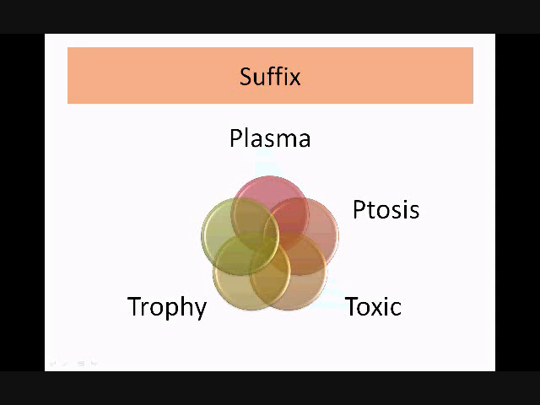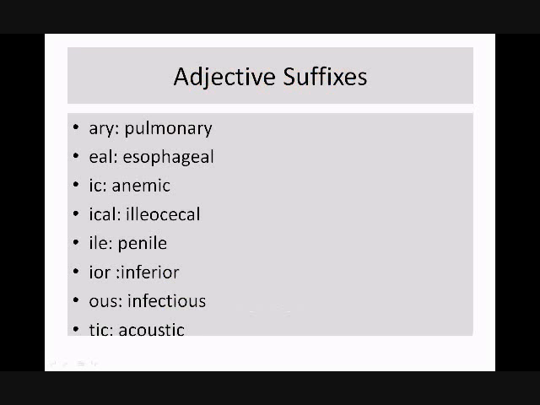Okay. I clicked and it didn't go anywhere. I thought maybe that was the end of it. So, more suffixes. It looks like I won't have to give you more suffixes later because I'm giving them all to you now. Plasma, trophy, ptosis, and toxic. Plasma is formation. Ptosis, drooping, and toxic is exactly what it sounds like, something that is a poison. Trophy is nourishment. So if you have atrophy, that means you have a lack of nourishment.